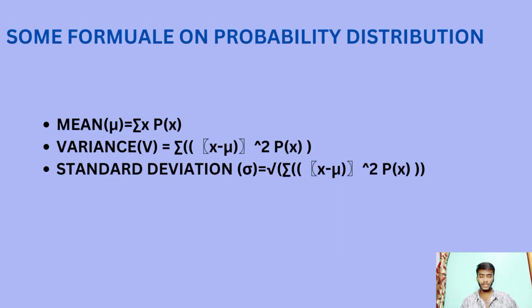Now let us see some formulas on probability distribution. Mean. Mean is equal to summation of x into p of x. Variance. Variance is equal to summation of x minus mu whole square into p of x. Standard deviation sigma is equal to square root of summation of x minus mu whole square into p of x.